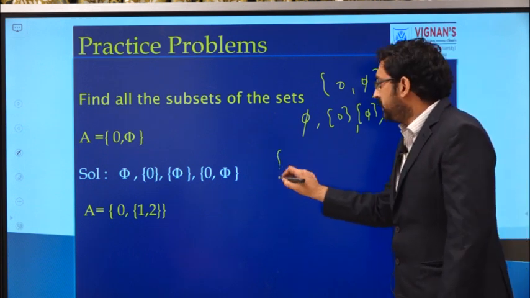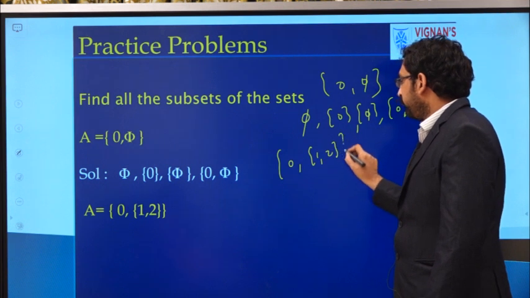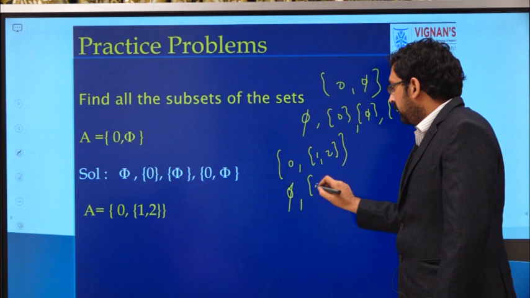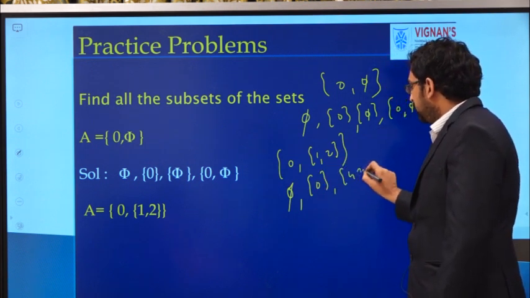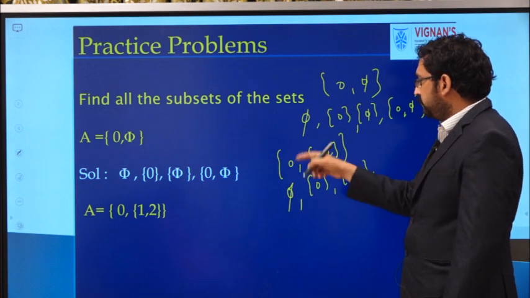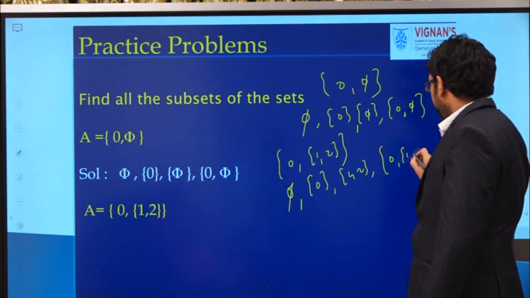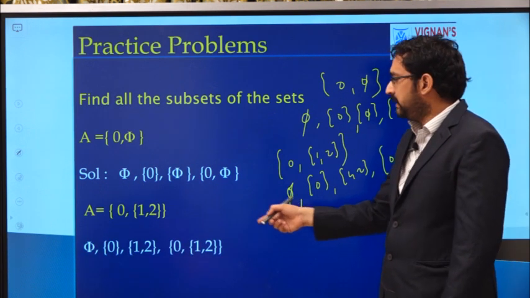See the next one, A equals the set {0, {1, 2}}. So we know that the empty set is a subset of every set and singleton {0} is a subset of the given set. Singleton {{1, 2}} is a subset of the given set, and the set itself. So these are the subsets for the given set.